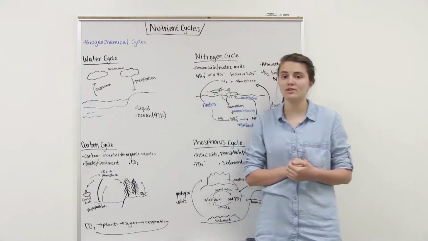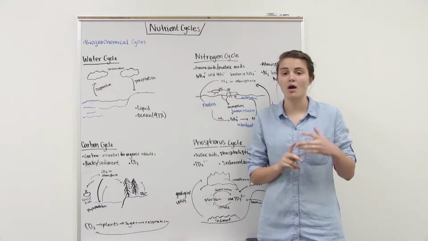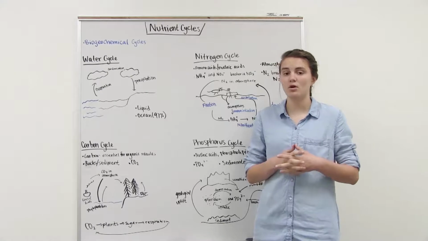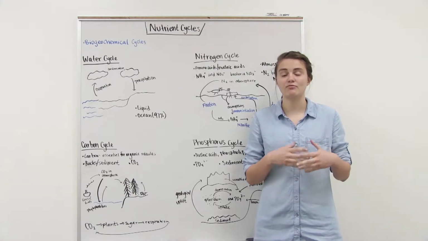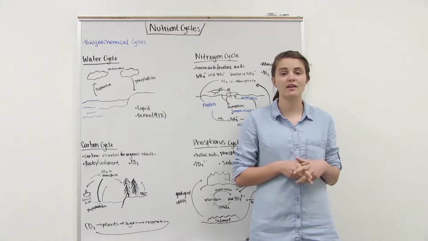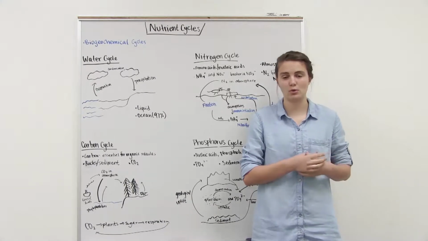So we're going to talk about four today. I'm going to focus on a couple things. First, I'm going to focus on why we need these certain nutrients, and then I'm going to talk about the form that most biological things can take it in, and then the main reservoir where this nutrient is found, and then the process of how we get it from that main reservoir into these biological organisms.